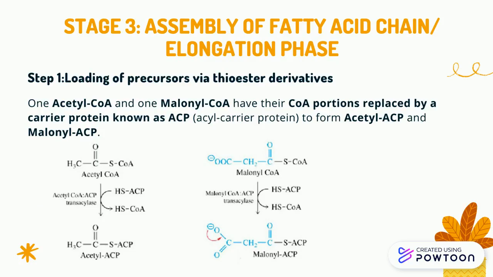And the last stage, stage 3, the assembly of the fatty acid chain or the elongation phase. There will be 5 steps in this stage. Step 1 is the loading of precursor via thioester derivative. 1-acetyl-CoA and 1-malonyl-CoA have their CoA portion replaced by a carrier protein known as ACP to form acetyl-ACP and malonyl-ACP.